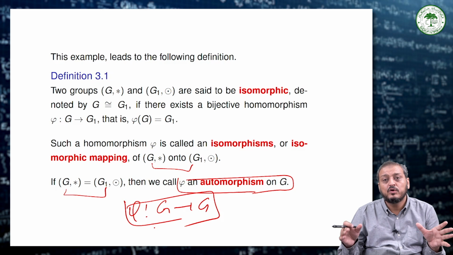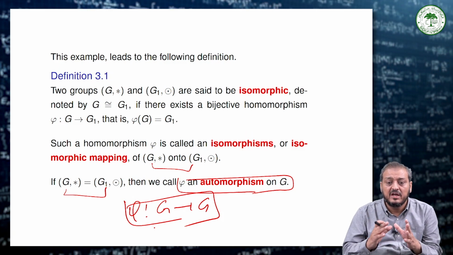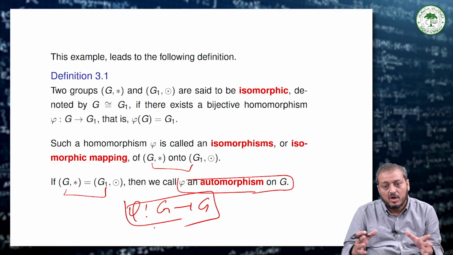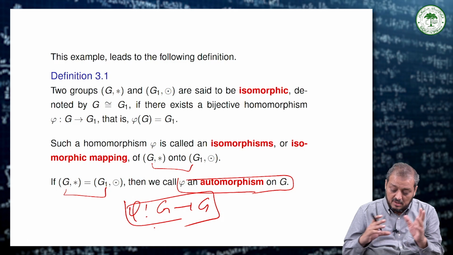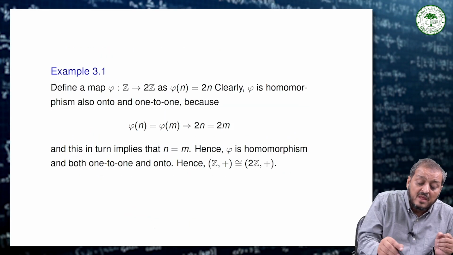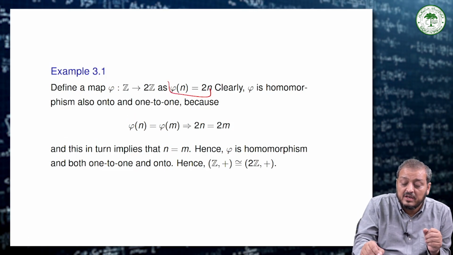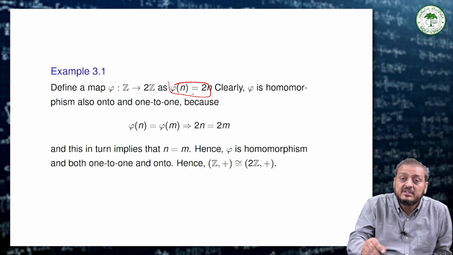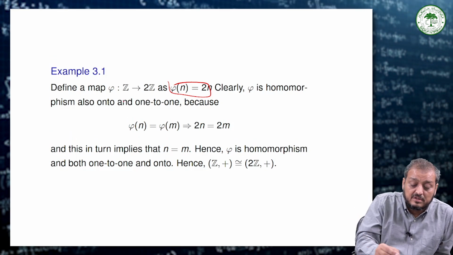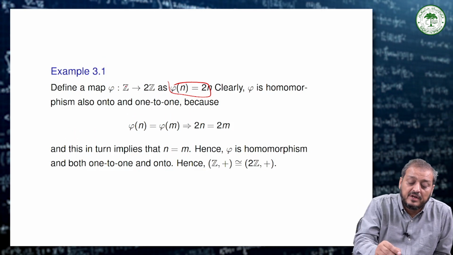So, in place of two different groups, if we have the same group, then we can say that this phi is an automorphism. Okay, so now before this I just touched on a very simple example. We define a phi from Z to 2Z, and now you know that this clearly is a homomorphism. We have to prove that; it is very simple, because these two are groups under the binary operation addition.